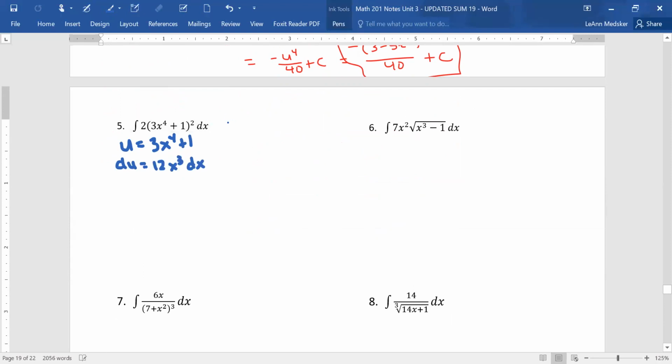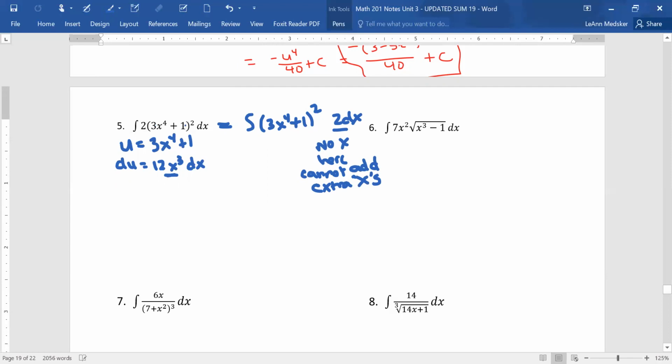Now, this is where we're in trouble, okay? Because if I rearrange this, squared, and then I have a 2 dx, we have an x here, there's no x here. You cannot add x's in. You can do stuff like multiply by numbers, but you cannot add extra x's or variables. Okay, so we cannot do it by the U-substitution method. So what we're going to do instead is we're just going to FOIL this out.